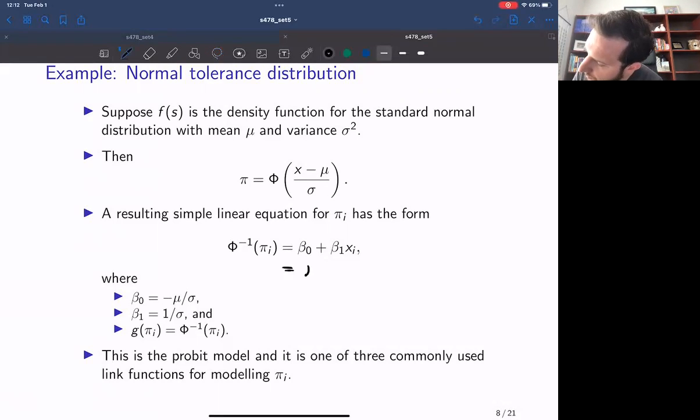is equal to X transpose beta. Okay. It doesn't have to be a simple linear form. It can be an MLR as well. Okay. In the SLR case, we would have beta 0 is negative mu over sigma, beta 1 is 1 over sigma, and then we have g of pi i is equal to the inverse normal CDF of pi i. Okay. So this is, again, the probit model, and it's one of the 3 commonly used binomial GLMs.